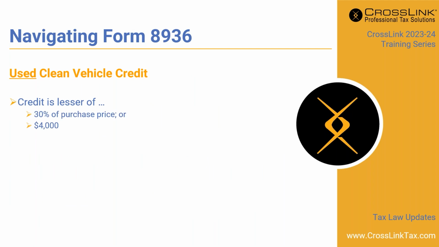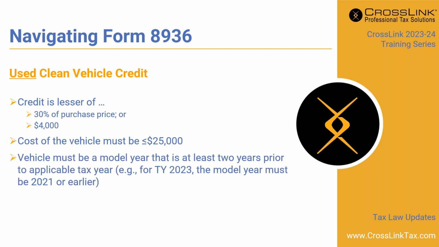First of all, the credit is the lesser of 30% of the purchase price or $4,000. Additionally, the cost of the vehicle must be $25,000 or less, and the vehicle must be a model year that is at least 2 years prior to the applicable tax year. So as an example, for tax year 2023, the model year must be 2021 or earlier. It can't be from the previous year, but at least 2 years back.